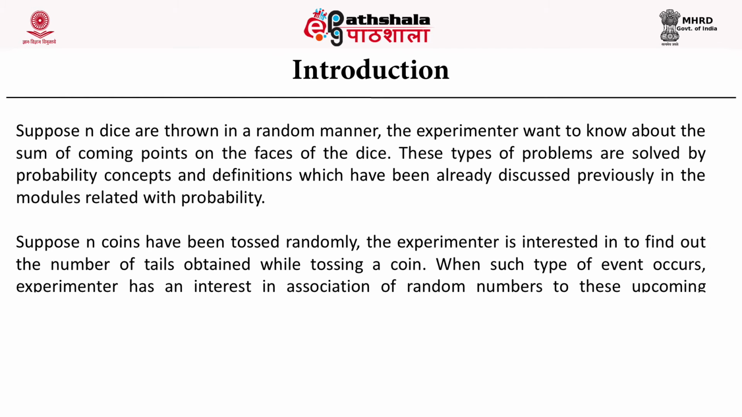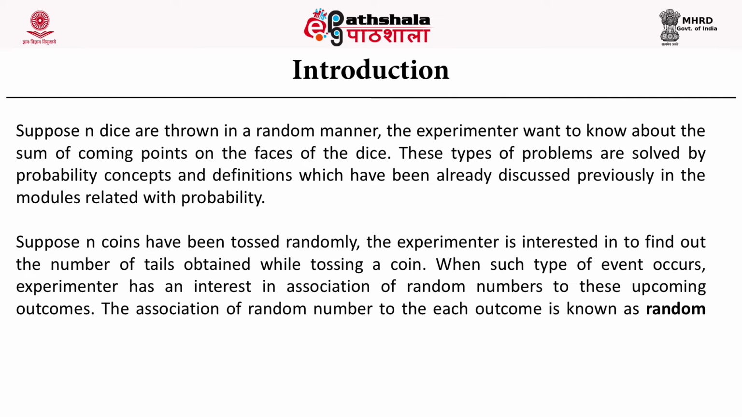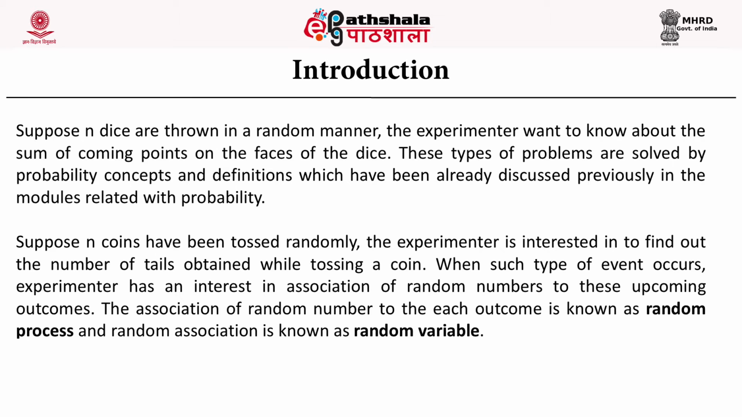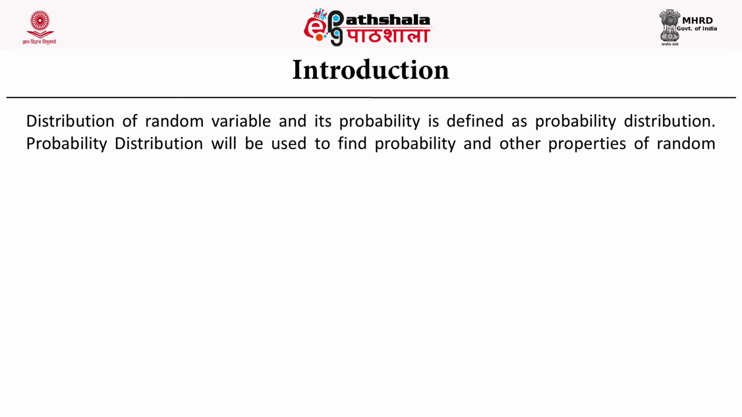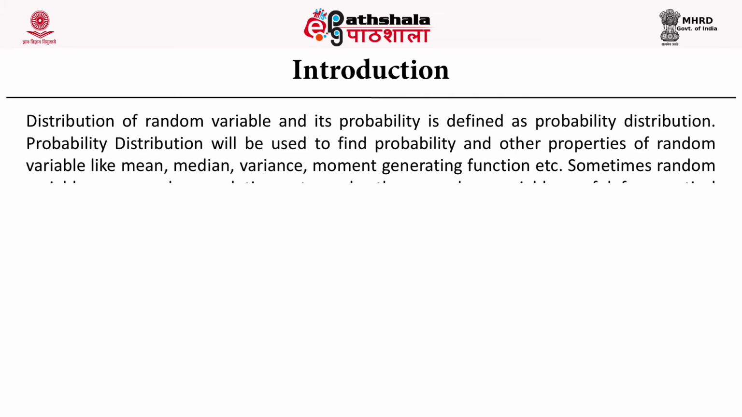The experimenter is interested in finding out the number of tails obtained while tossing a coin when such types of events occur. The experimenter has an interest in association of random numbers to these upcoming outcomes. The association of random numbers to each outcome is known as a random process, and random association is known as a random variable. Distribution of random variables and its properties is defined as probability distribution.